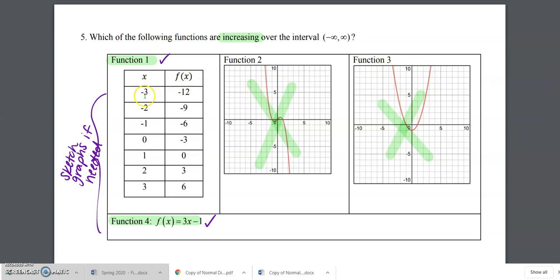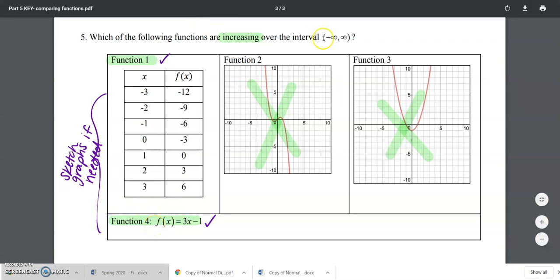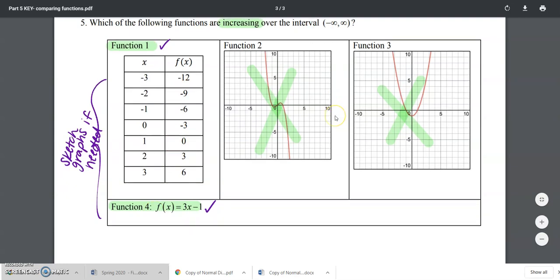But if you look here, you can see these are my negative values. So I'm going up along the number line, and you can see these values are going up as well. So this one is increasing over the interval. And then this is the equation for a line that's going up from left to right. It's got a positive slope of 3, which means it's increasing the entire time. So functions 1 and function 4 are increasing over the interval of negative infinity to positive infinity.